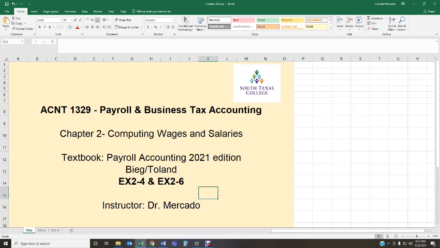Unlike the prior chapter, Chapter 1, in Chapter 2 we are going to have a lot of calculations. So we're going to begin to calculate regular and overtime pay, as well as identify distinctive compensation plans, and also be able to describe the main types of records used to collect the payroll data, and of course define hours worked. So there's a lot of information covered in this chapter. Make sure that we read it before we attempt your assignments. I cannot emphasize that enough.